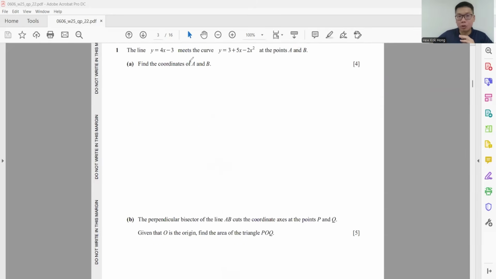Question 1 is coordinate geometry. They say a line meets the curve at 2 points and ask you to find the coordinates. This is just a simultaneous equation. We do substitution, then group everything to the left.